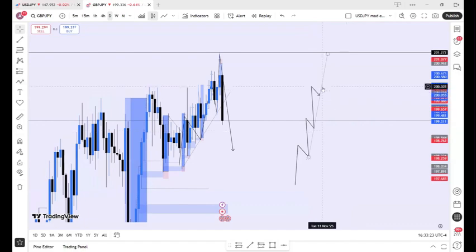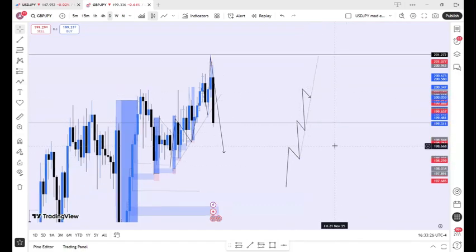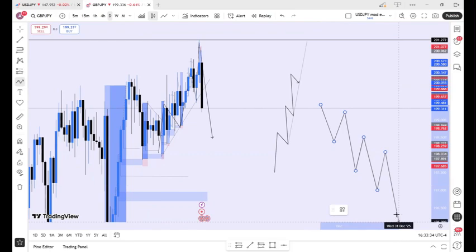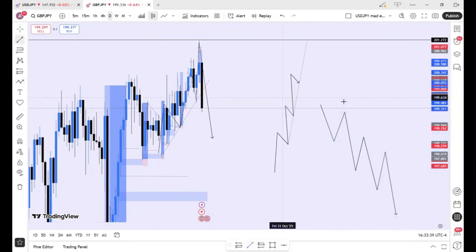Are you guys following? These are liquidities. When price is making lower low and lower high, lower low, lower high, lower low, lower high, lower low, they are also called what? They are liquidity over here.